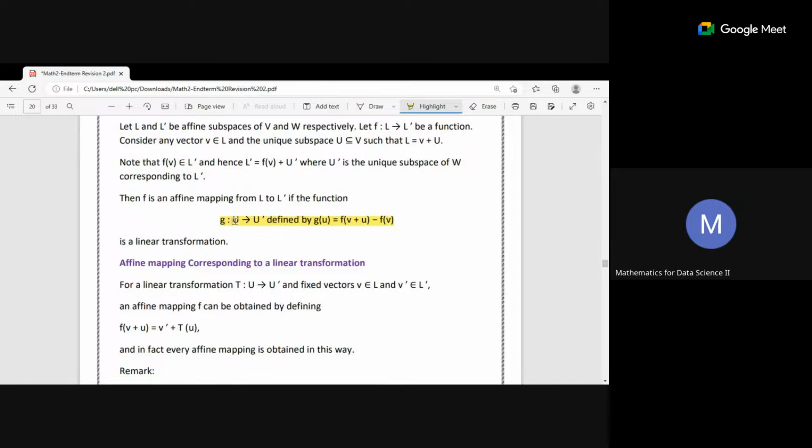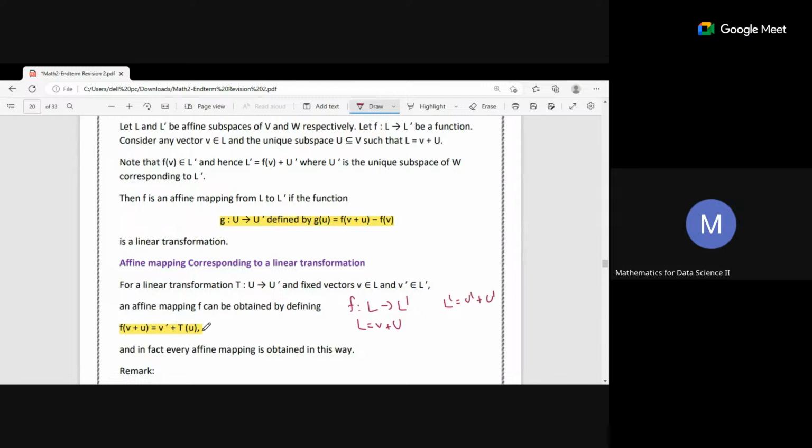Same way, so here what happens? Given an affine transformation, what is the corresponding linear transformation? Same way, given a linear transformation, how do you get affine mapping? So affine mapping, you can get it in this way. So you know that f from L to L dash, L is V plus U. So here you see that this f of V plus U, if it is defined, so here V dash is the element in L dash.